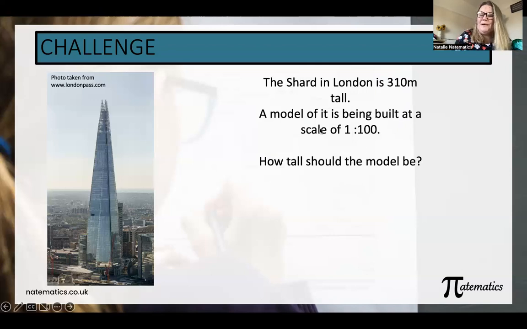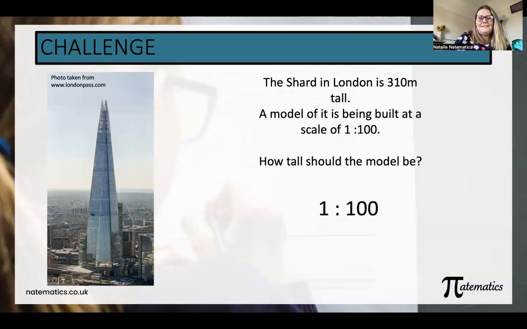We see this when you're looking at maps and things like that, and when you have a scale model, it'll have this kind of ratio. Maybe when you're looking at a map, you see 1 to 1 million or something like that, because obviously a map can be quite small. In reality, you're miles and miles apart.